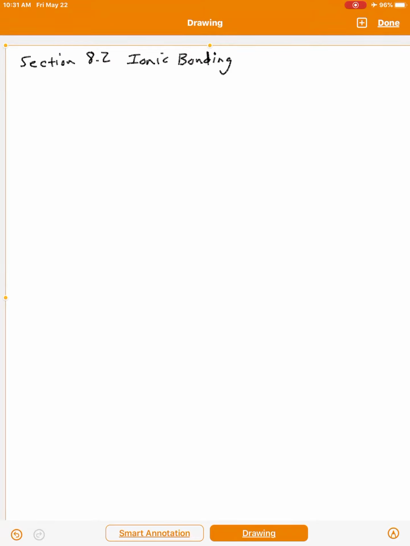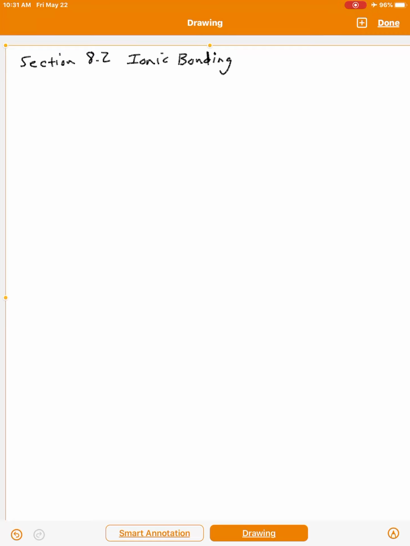Okay, this is section 8.2, Ionic Bonding. Now, what we're going to find in chapter 8 is that we're going to primarily talk about covalent bonding, which we'll look more at in section 3. But for right now, we're going to talk about ionic bonding. And the idea here is the following.